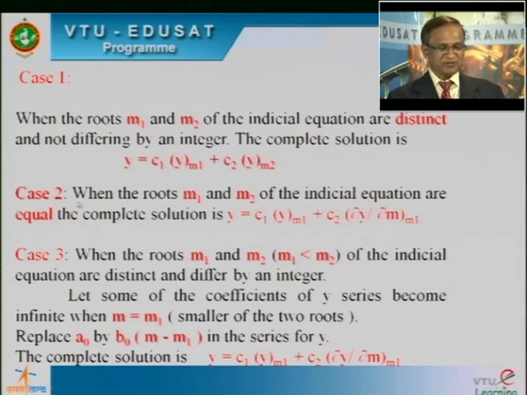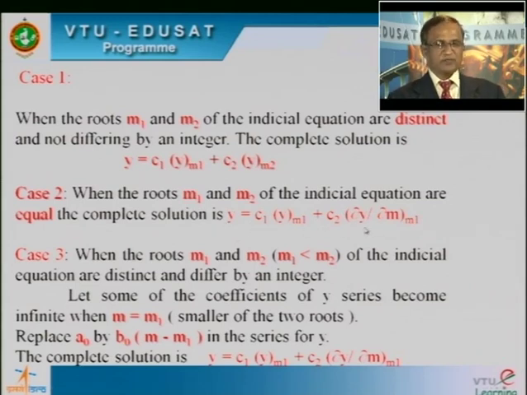Exactly in the similar way, when the roots m1 and m2 of the indicial equation are equal, means m1 is equal to m2, in that case the complete solution is c1 y suffix m1 plus c2 partial derivative of y with respect to m suffix m1. It means if m1 is equal to m2, then you will get the solution of the given differential equation in this form.